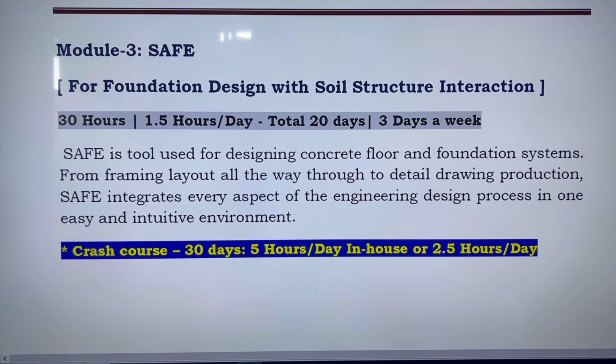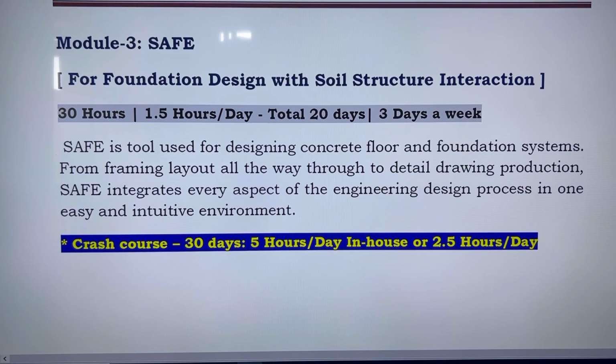SAFE is a tool used for designing concrete floor and foundation systems. From framing layout all the way through detailed drawing production, SAFE integrates every aspect of the engineering design process in one easy and intuitive environment.